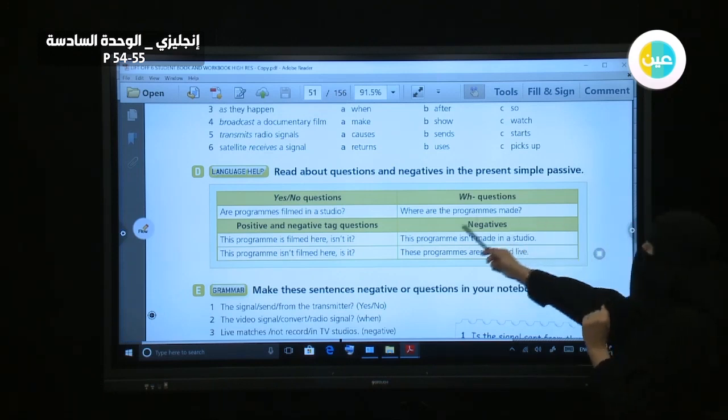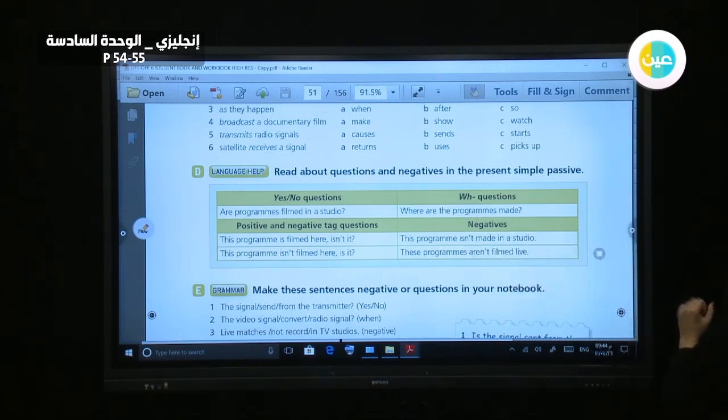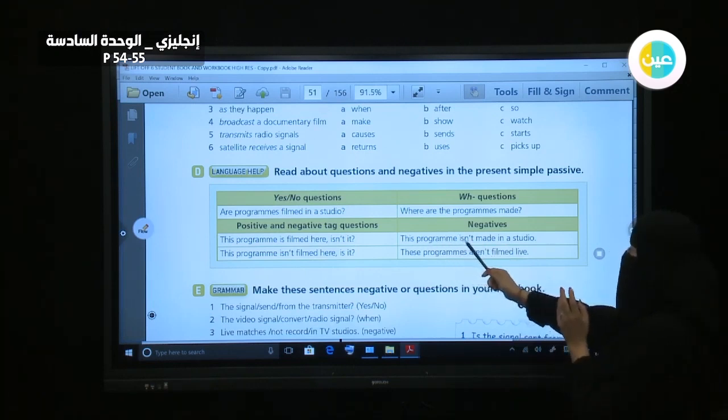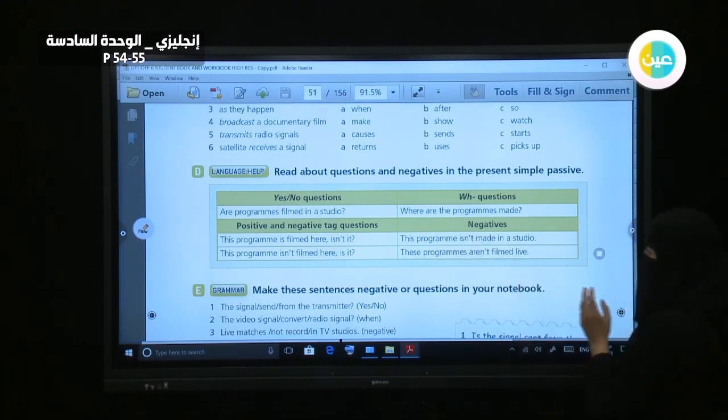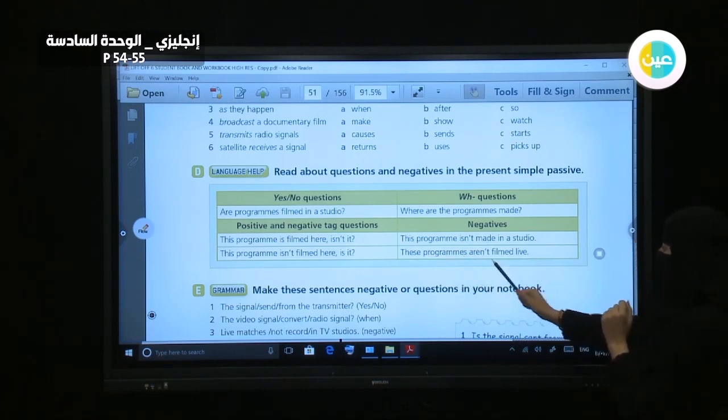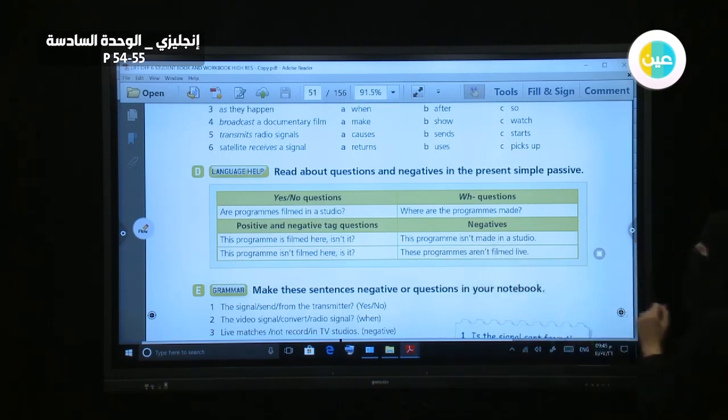The last part we have here is the negative. How can we make it negative? We just add not to the helping verb, or auxiliary verb. We have is here, so this program is, we add not: is not made in the studio. Number 2, this program are. So we add not to the auxiliary verb: are not filmed live. Okay?